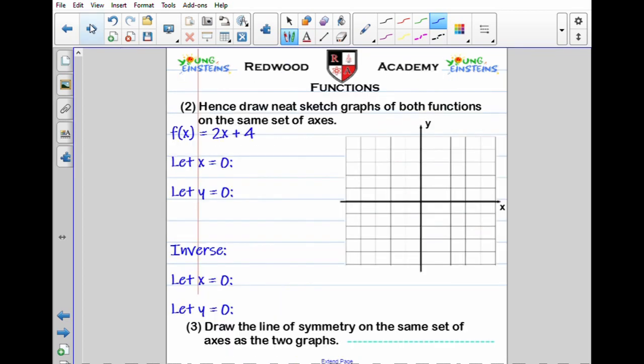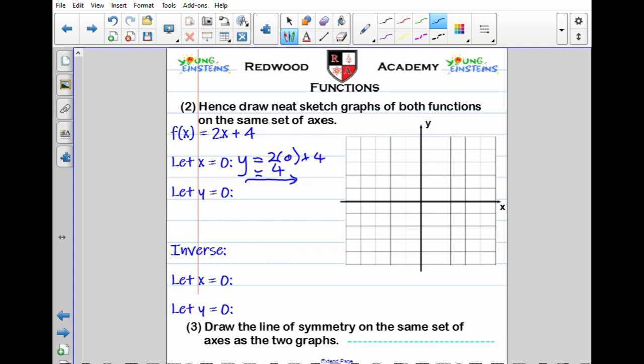All right, so the next one says, hence draw neat sketch graphs of both functions on the same set of axes. So obviously, you guys from grade 8, 9, you've been learning how to sketch graphs. Okay, so to sketch this graph here, firstly f of x, the original graph, which was 2x plus 4, I simply let x equal to 0. So I'm going to have y equal to 2 times 0 plus 4, and that gives me y equal to 4.